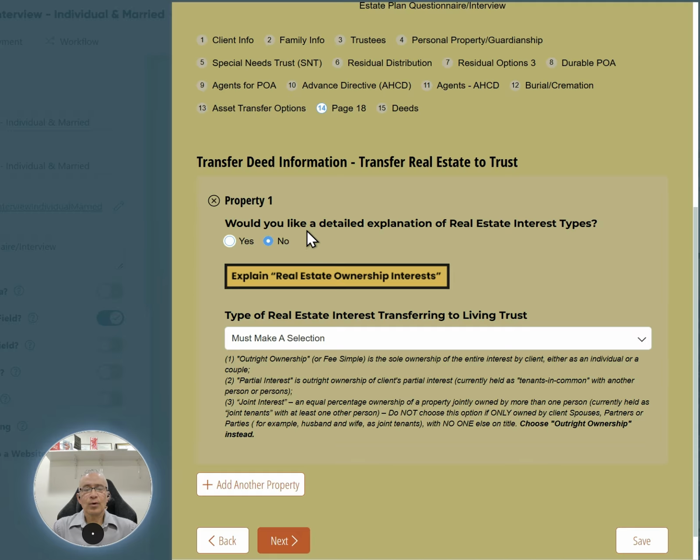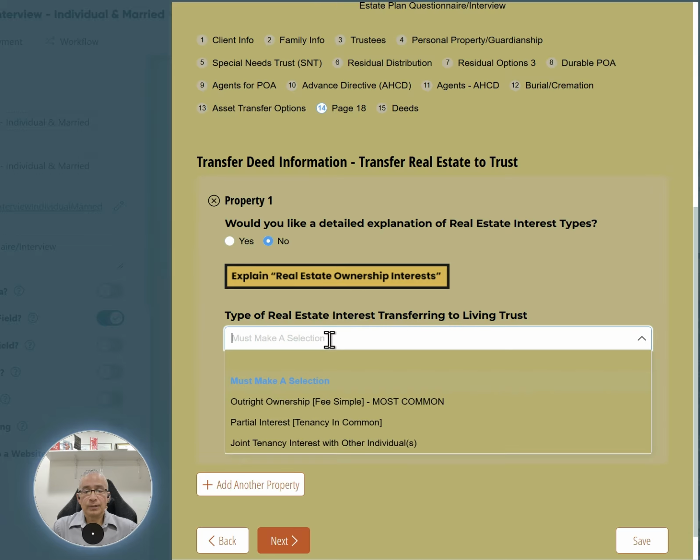Okay, so it's going to ask if you want a detailed explanation of the different methods of real estate interest. In other words, manner of title, how title is held. And I'm only going to cover three of those for now, the three most important. So if you want that detailed explanation, and you should understand what those are and how they work within this living trust framework in order to make these decisions here. So it's going to ask you if you want to choose the outright ownership, which is the most common. That's when the clients own the property only in their names, and there's no other person on title, whether it's a deceased person, no co-signer on title.